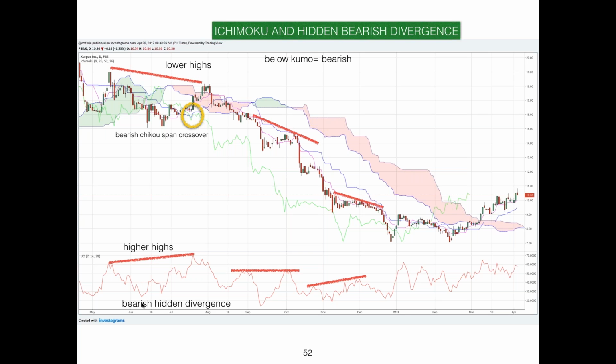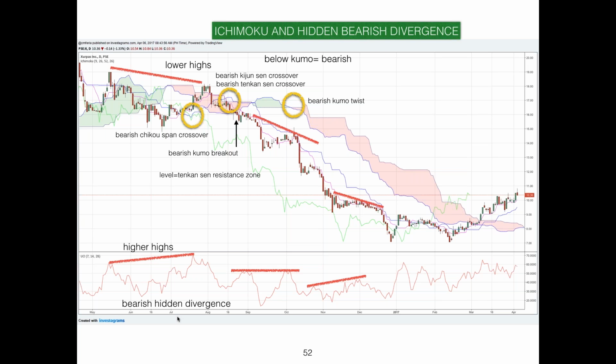Now we look at the other Ichimoku elements. We see that they're also bearish. First, there was a bearish Chikou span crossover. Second, there was a bearish Kijun-sen and Tenkan-sen crossover. Third, there was a bearish Kumo twist. Fourth, there was a bearish Kumo breakout.